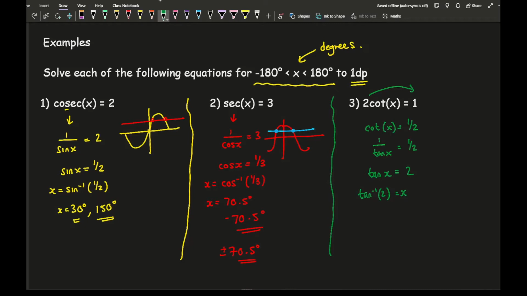And so x equals, and for my first angle using my calculator, is 63.4 to 1 decimal place. Then using the graph, I get something like that between my 180s, like so, and 2 is going to be looking at here. So my second angle therefore is going to be minus 116.6 degrees, and there is my second angle for that particular question.